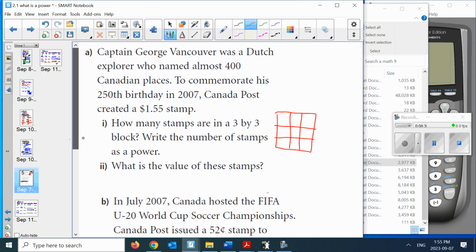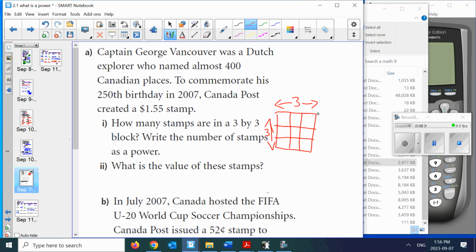This is question 15. Are you up to that? Well, you can do them out of order. Do 15 right now. So it doesn't matter that the guy's name is George Vancouver or the 250 years. How many stamps are in a 3x3 block of stamps? Okay, 3x3. 3 up, 3 across. How many stamps is that? Well, that's small enough to be counted.